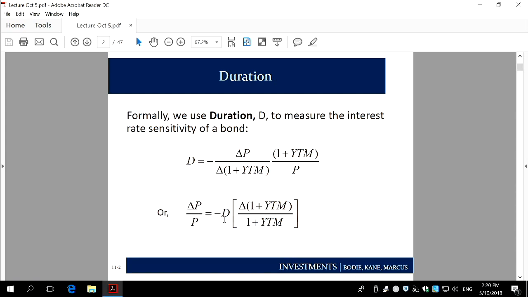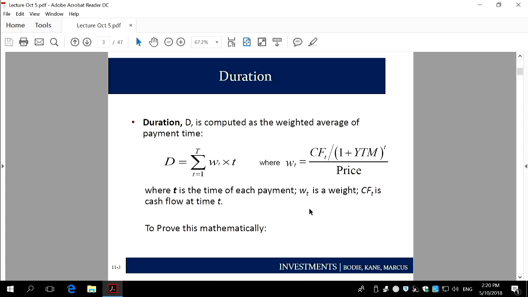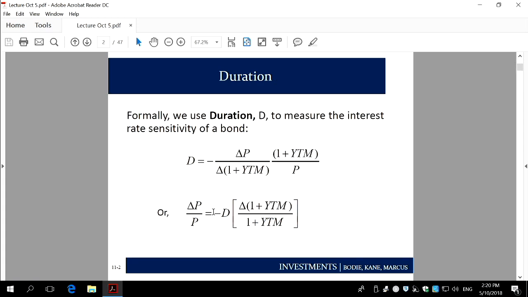And of course, the meaning of duration is straightforward, right? And this is a negative sign because they have a negative relation, but we don't want duration to be negative, so we put an additional negative sign here. And then this is just the mathematical definition of duration, right?